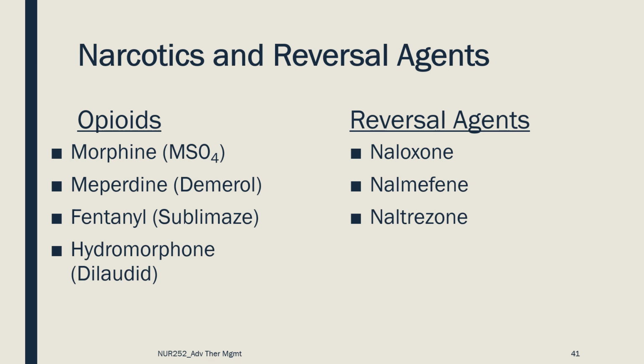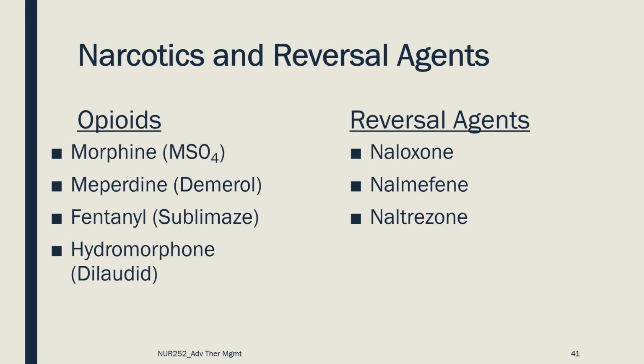Fentanyl is a synthetic opioid. If you look at it milligram for milligram, it is 100 times more potent than morphine. Its onset is more rapid, but it may have prolonged effects in our critically ill patients. Fentanyl does not cause a natural histamine release, so it may be beneficial if hypotension is a concern.